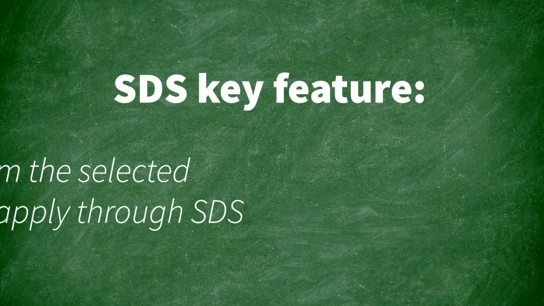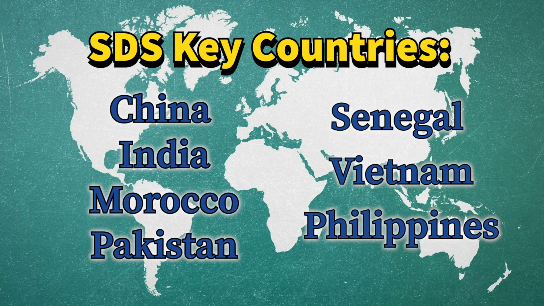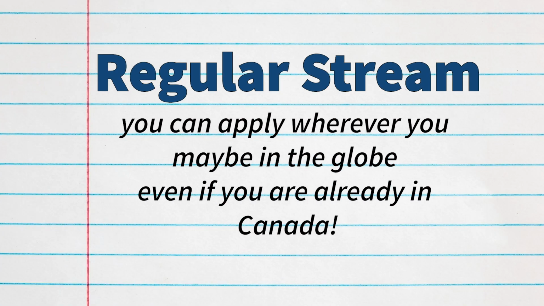One of the key features of Student Direct Stream is that only citizens from selected key countries can apply through SDS. And these countries are China, India, Morocco, Pakistan, Senegal, Vietnam, and the Philippines. Now, the citizens from these SDS key countries must be staying in their respective countries if they want to apply for SDS, while regular stream is open to anyone, and you can apply wherever you may be in the globe, even if you are already in Canada.